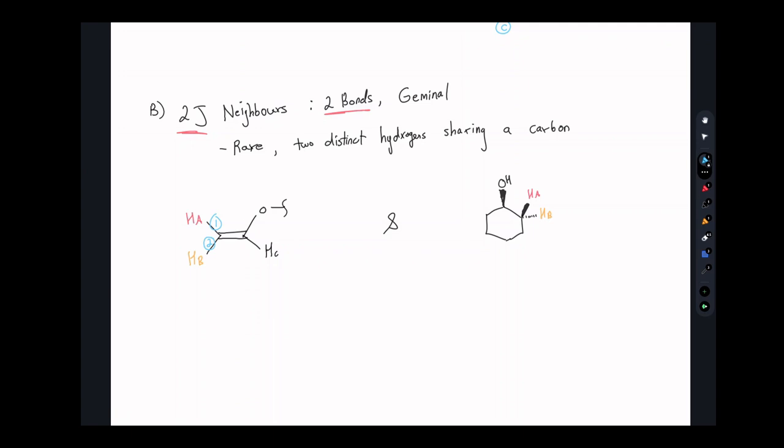The same is true on this ring. Recall on this side that HA is on the same side of the ring as the OH, and it won't be able to rotate, so it will be at a different chemical shift than HB. We'll see two different signals. Even though they're on the same carbon, they're 2 bonds away, they can be neighbors to each other.